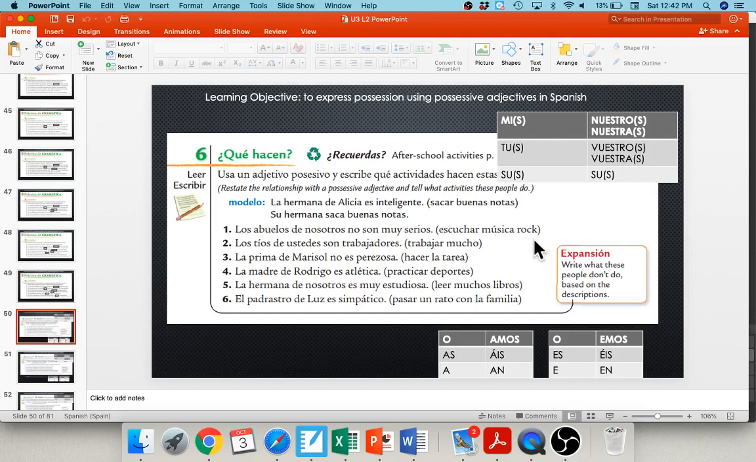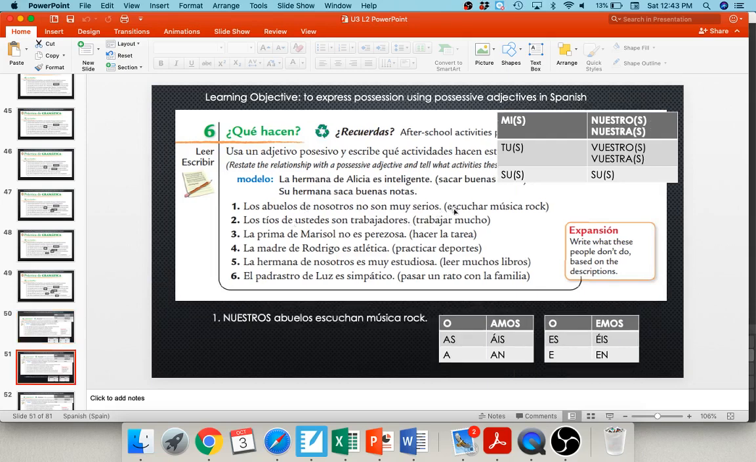So this part in parentheses over here is going to become your sentence, and you just have to decide who the possession is from the first sentence. So our grandparents are not very serious. They listen to rock music. So we just need to take the grandparents of us and make our grandparents. So if we start with abuelos, grandparents, and we're picking a possessive adjective, our options here are nuestro, nuestra, nuestros, nuestras. In this case, abuelos ends in OS. So we should say nuestros abuelos.